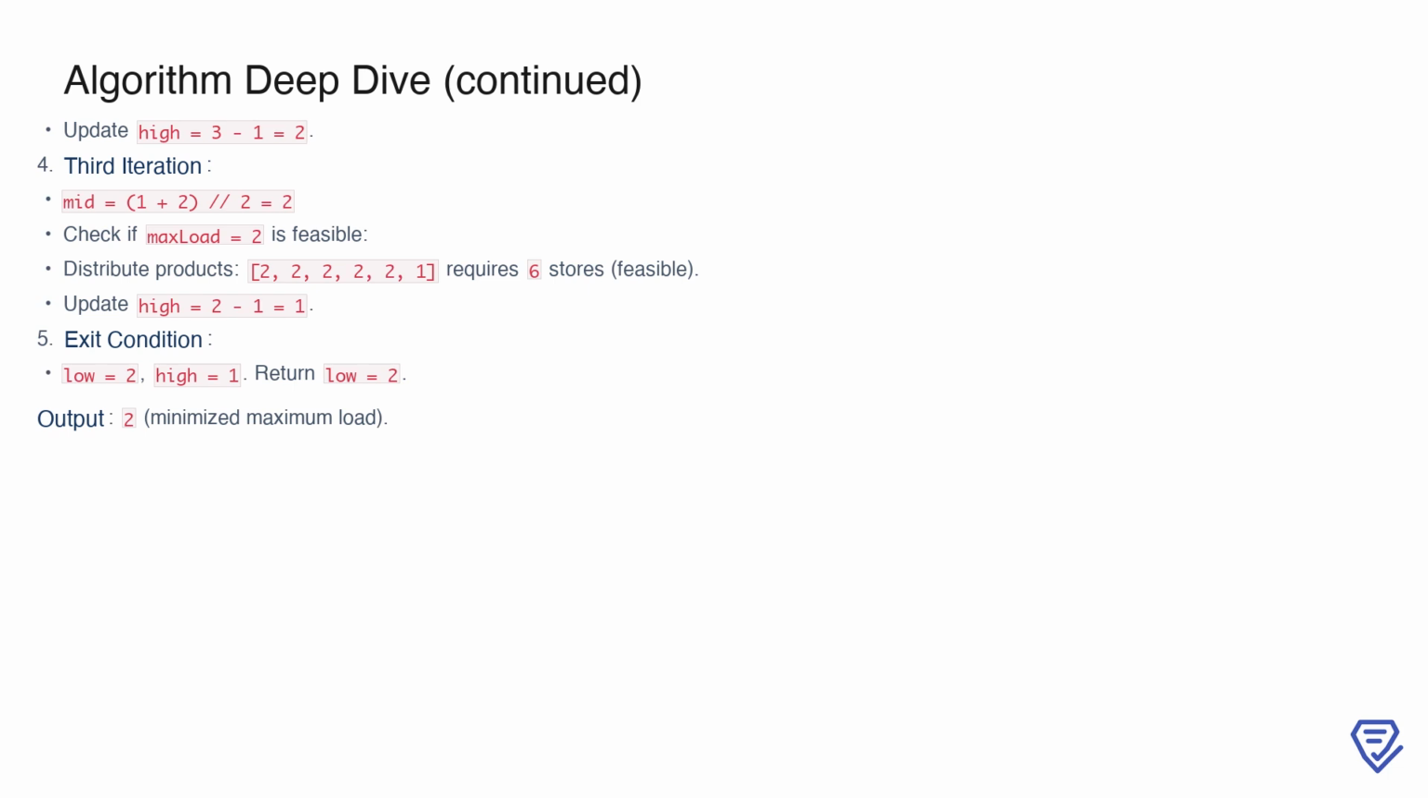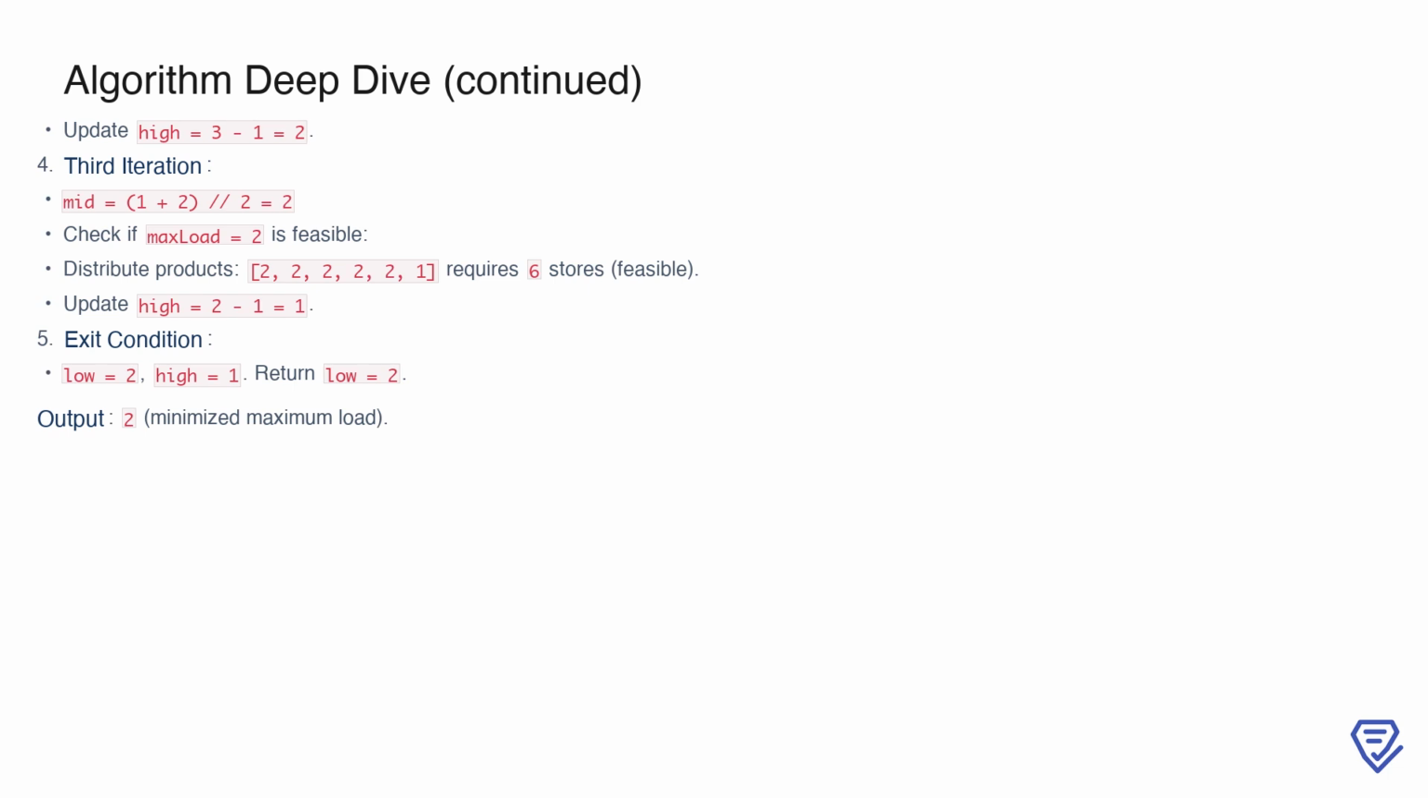In the third iteration, the midpoint is 2, and we test its feasibility. If a maximum load of 2 works, we adjust the bounds further. Finally, the loop exits when the bounds converge, and the minimized maximum load is found to be 2. This means that with n equals 6 stores and m equals 11 products, the optimal distribution ensures no store handles more than 2 products.